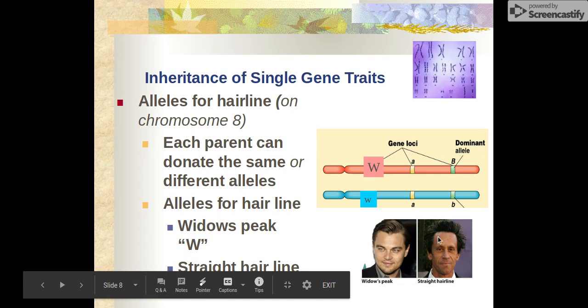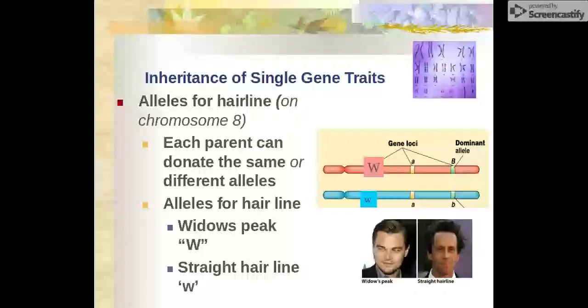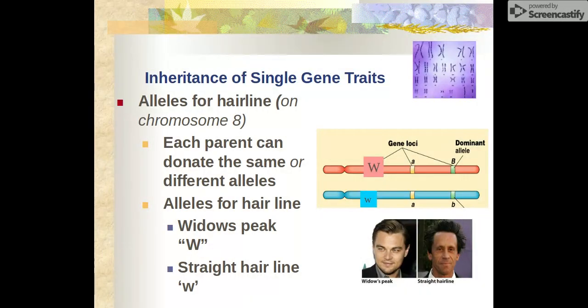We call that a widow's peak. Then we've got this guy who I know I've seen on TV but can't remember his name. He's got a straight hairline, and that's going to be the recessive trait. So the widow's peak, we use that capital W because it's dominant. The straight hairline is recessive, so we use that little w. And we'll talk about what those things mean here in a little bit.